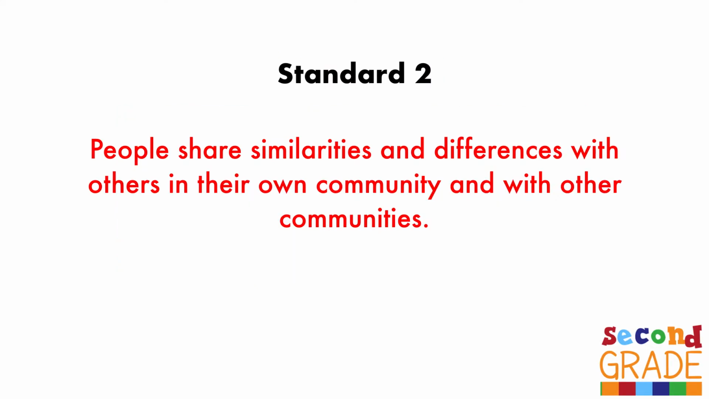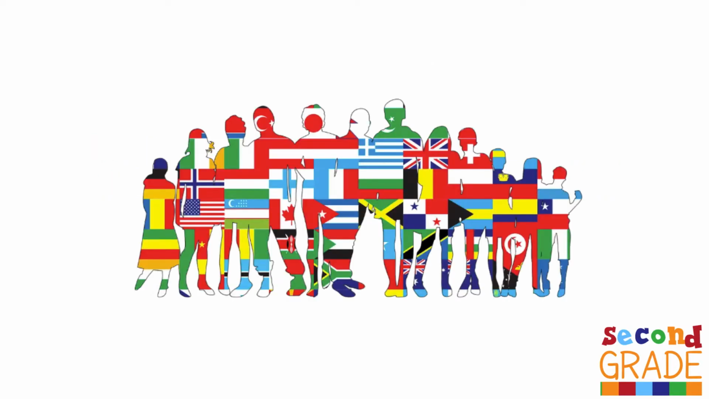Standard number 2. People share similarities and differences with others in their own community and with other communities. An example question could be, how does our local community benefit from having people of different cultures and backgrounds living here? Topics of study might be to have students identify their own culture and background, explore different ideas, talents, perspectives, and cultures in the Jamestown area and how we learn from each other, and to identify community events that bring people together from different backgrounds in order to develop a common community.